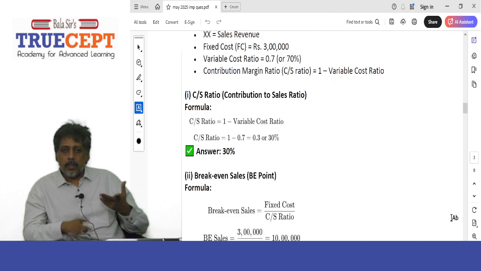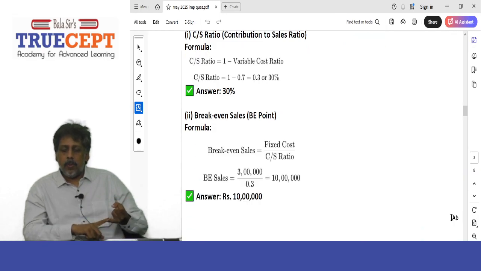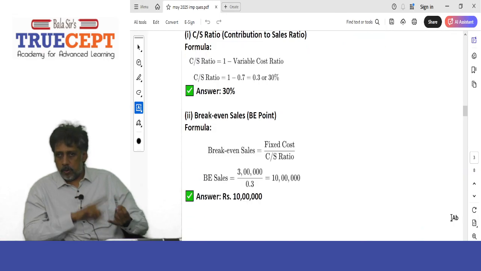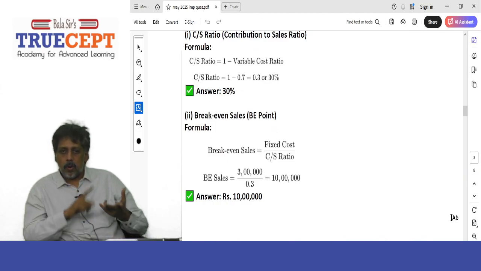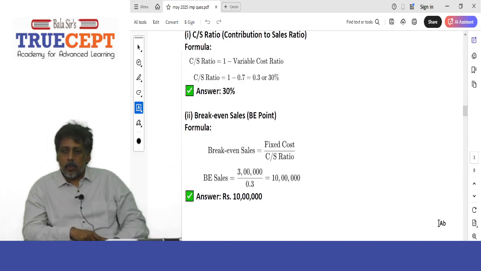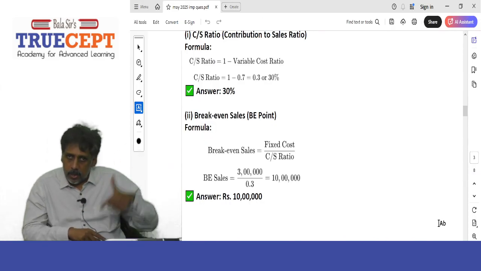And then a break-even point, we know the formula is fixed cost by PV ratio, or C by S ratio. Which is rupees 3 lakh by 0.3 which is rupees 10 lakh. You have to sell rupees 10 lakh worth of goods to break even.